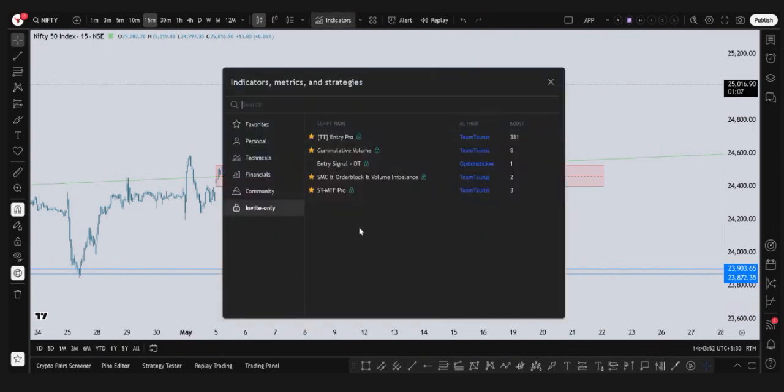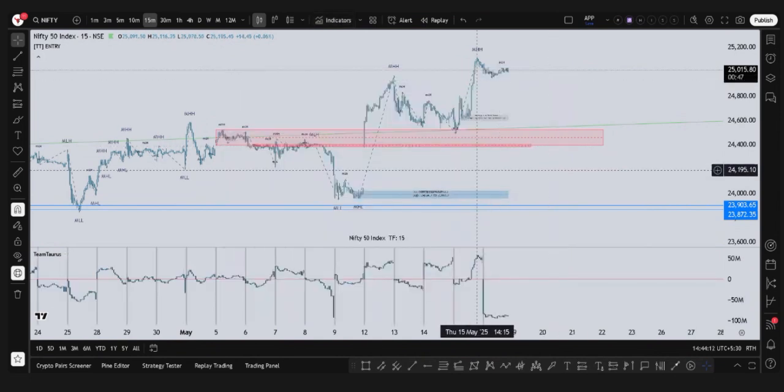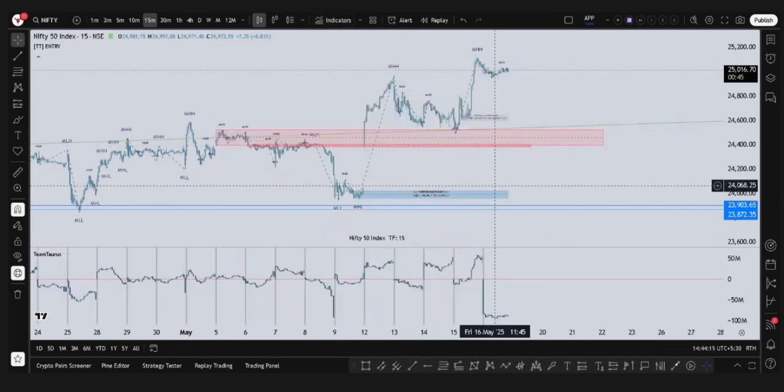And for everyone who takes the Pro indicator, they will have 2 indicators. As of now, we are giving both the indicators. In future, we will only be giving one indicator. For now, this is Entry Pro, which you'll be having, and next one is Cumulative one. You need to activate these 2 indicators onto your screen.